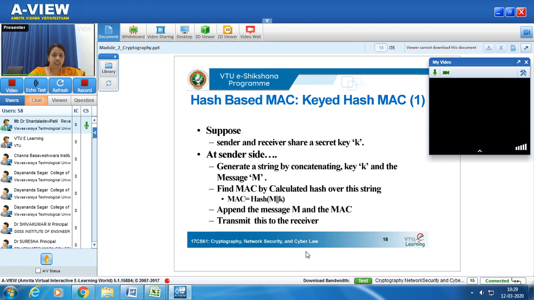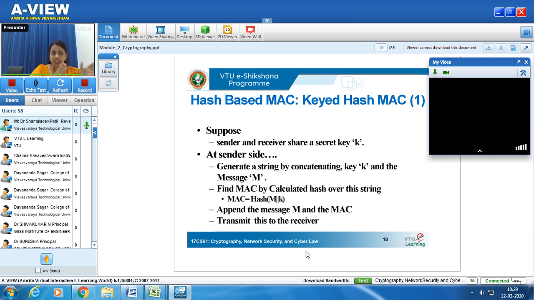Now let's take a scenario wherein we have a sender and a receiver. The sender needs to generate a MAC and send it to the receiver, and the receiver, upon receiving the message and the MAC, should be able to verify these two properties of message authentication and integrity. Suppose a sender and a receiver share a secret key. Now the key is shared between both sender and the receiver.